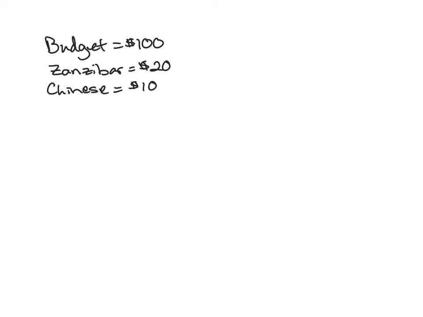Okay, so if we see how far that $100 budget goes, if she were to spend all of it at Zanzibar, $20 per time, she could go 5 nights. If instead she were to spend her entire $100 budget at the Chinese restaurant, which is $10 per night, then she could have up to 10 dinners there.